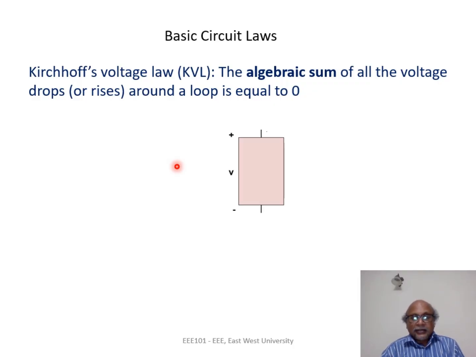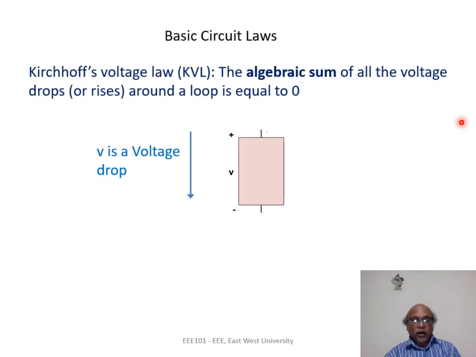To understand that, let's look at this circuit element. We have a circuit element whose voltage is V. The reference polarity is such that plus is on the top and minus is on the bottom. Now we can travel through this circuit element in two possible ways. We can go downward or we can go upward. If we go downward, we face the plus first, minus second. That is, going downward, we are going from plus to minus. On the other hand, if we are going upward, we go from minus to plus.